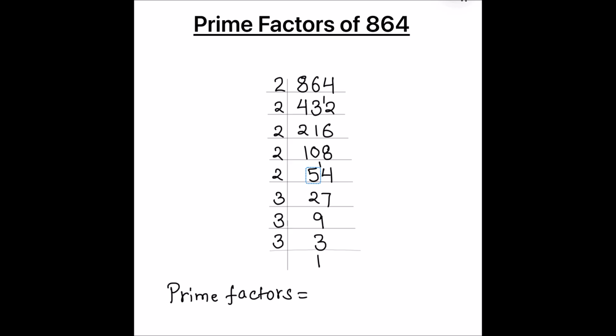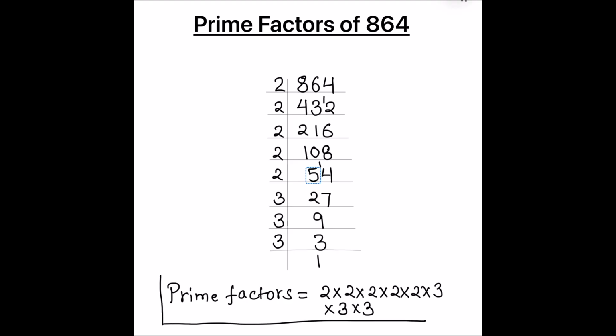So the prime factors of 864 are 2 times 2 times 2 times 2 times 2 times 3 times 3 times 3. These are all the prime factors of 864. So this is how we find the prime factors using the prime factorization method.